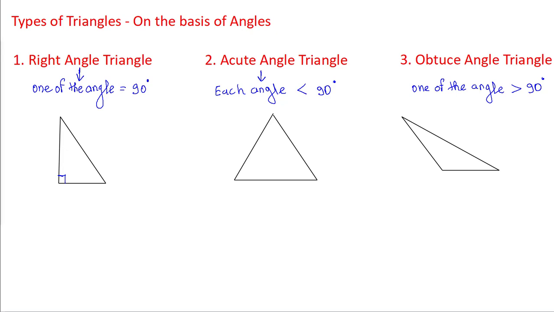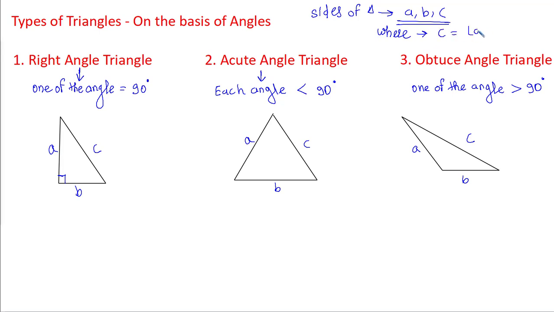Okay, so what I'm going to assume here is, let's say the sides of triangle are A, B and C. Okay everyone, in each and every case, let's say the sides of triangle are A, B and C. But where C is going to be which kind of side? Where C is going to be the largest side among all three. Okay, C is going to be the longest side, you can say.